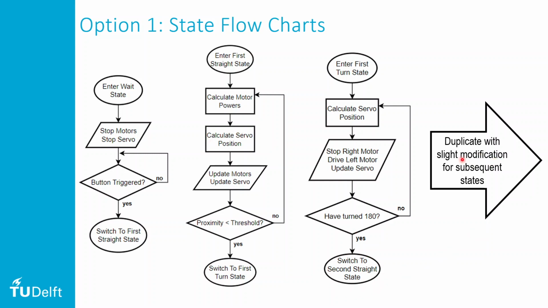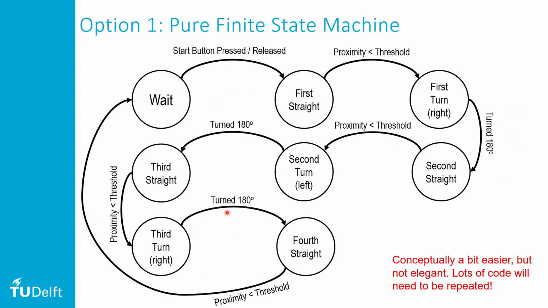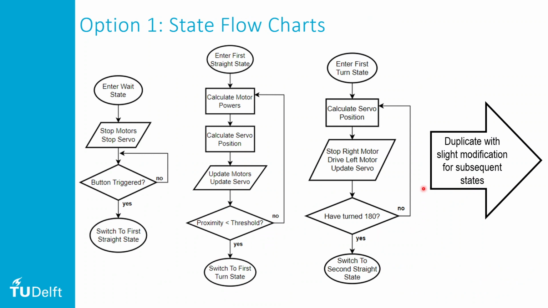So then you're going to need to duplicate these with very slight modification. For the second straight state, it's basically identical to the first one, except that we transition to the second turn state afterwards. And the same for the third straight state, where we also just transition to the third turn state. And then the fourth straight state would also be the same as this, but we would transition to the wait state. So essentially just repeat, repeat, and back to the beginning.